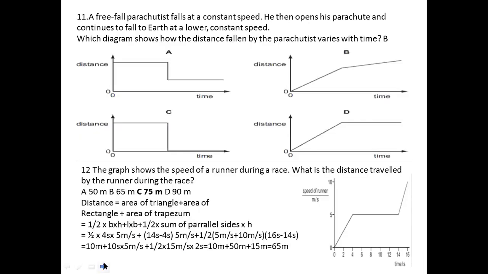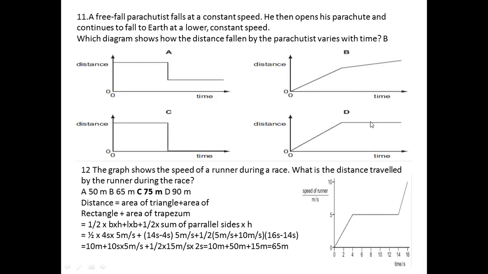Next question. A free fall parachutist falls at constant speed. He then opens his parachute and continues to fall to earth at a lower constant speed. Which diagram shows how the distance fallen by the parachutist varies with time? So the correct answer is B. When the parachute is open, the person falls at a lower constant speed. So over here we have a straight line lower than the first starting line. So B is the correct answer.